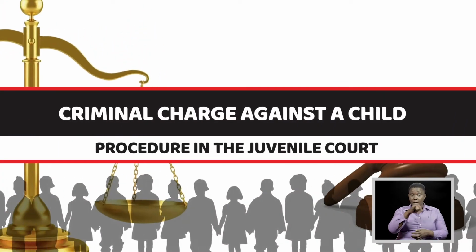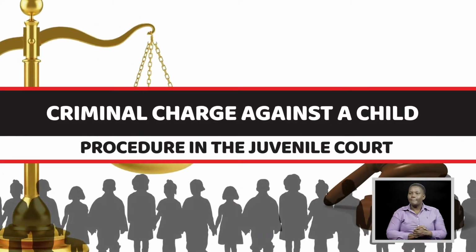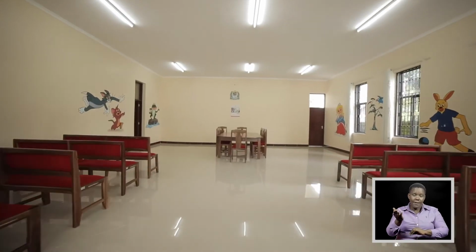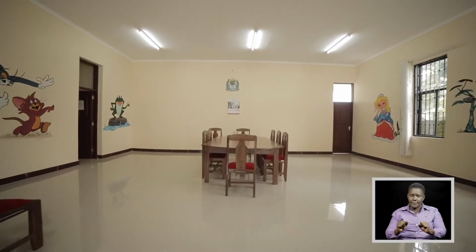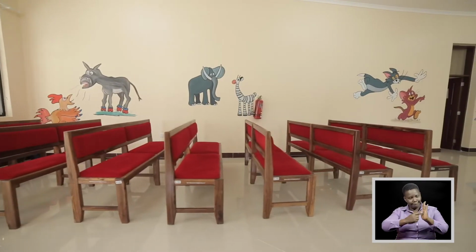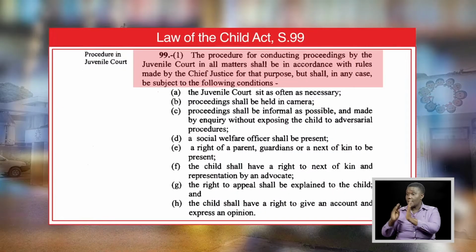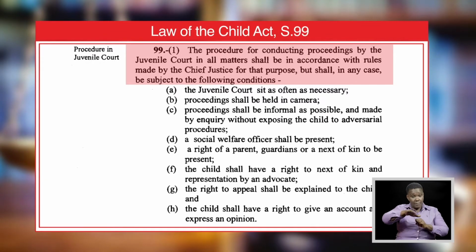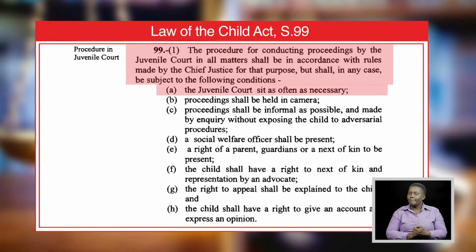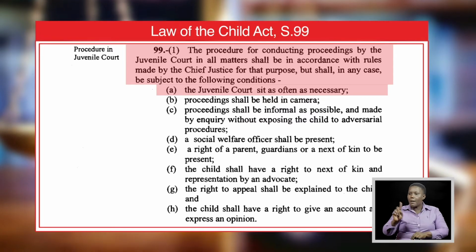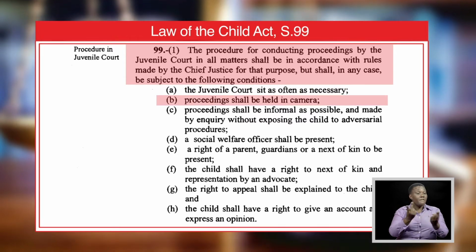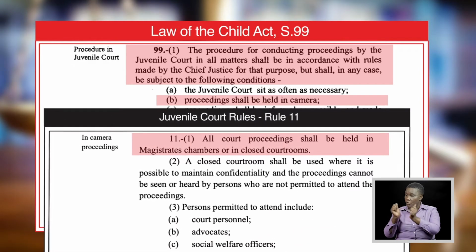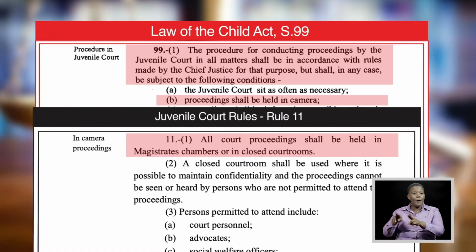Criminal charge against a child. The procedure for conducting proceedings by the juvenile courts in all matters shall be according to the Juvenile Court Rules as made under Section 99, subsection 1 of the Law of the Child Act, but under the following conditions. The juvenile court sits as often as necessary. Proceedings shall be held in camera. This is also provided under Rule 11, Sub-Rule 1 of the Juvenile Court Rules.